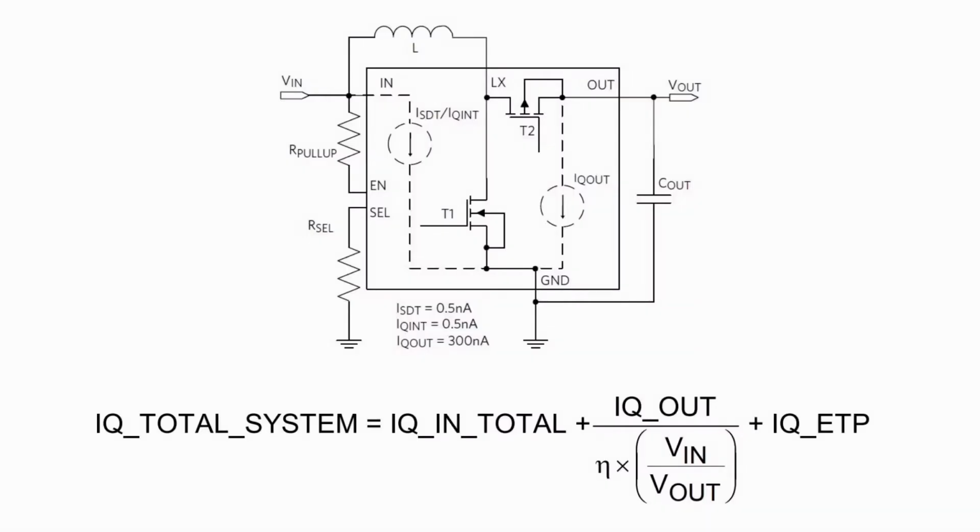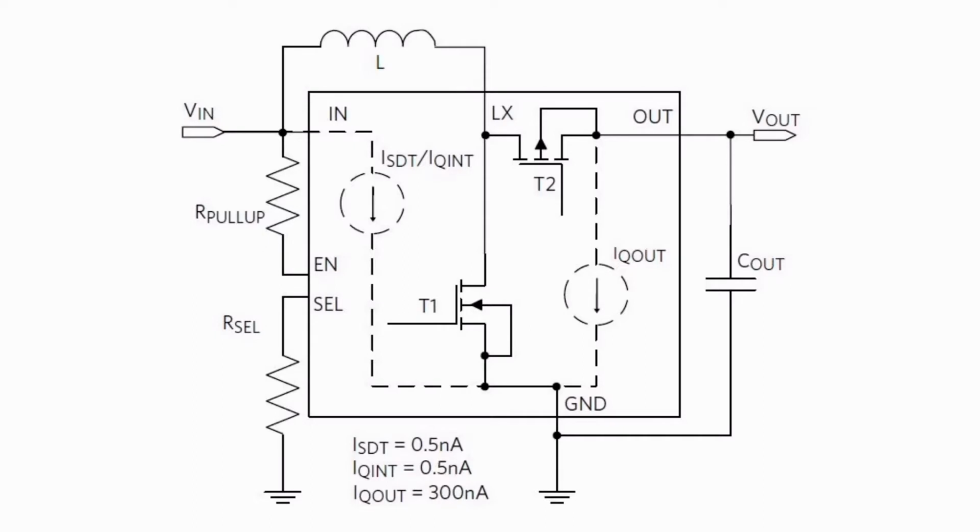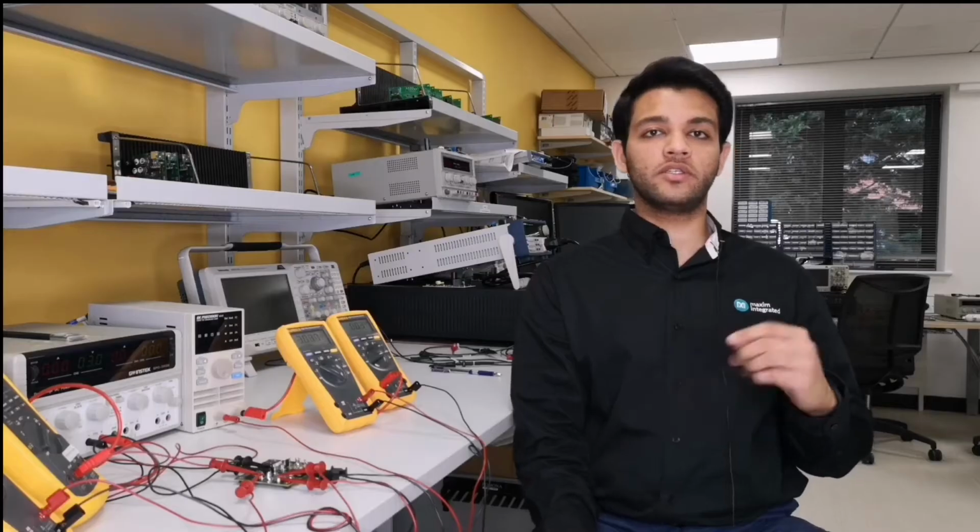The quiescent current of the system comprises the input quiescent current, the output quiescent current, and the transient protection quiescent current. First, let's calculate the input quiescent current or the total shutdown current. Now, the system's total shutdown current will depend upon the MAX17222 shutdown current and the current flowing through the enable pin. Hence, it depends upon how the enable pin is configured.